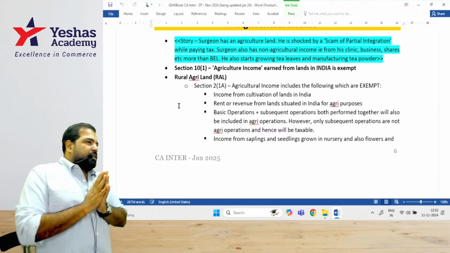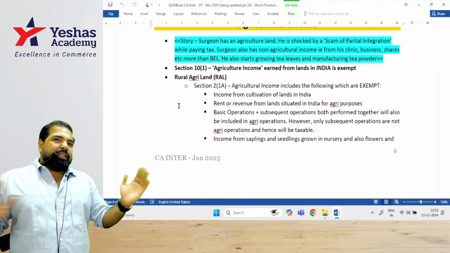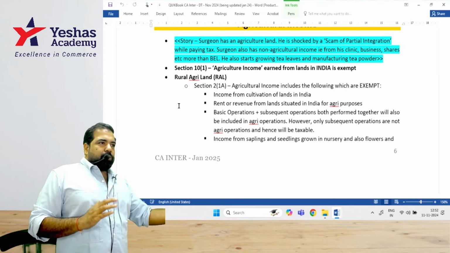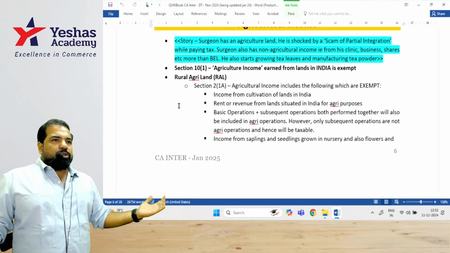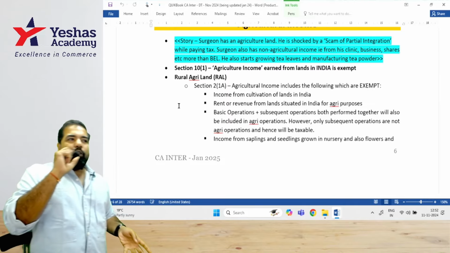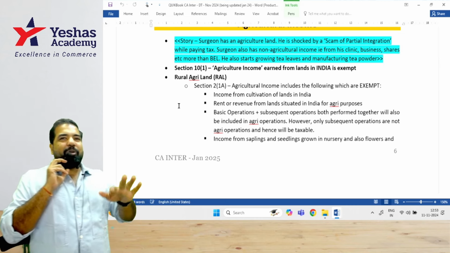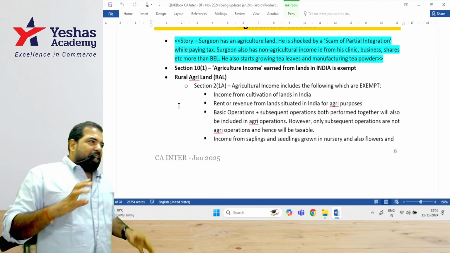Guys, in India, while farmers are not taxed, and you and me as CS, we will be taxed, there is a guy in the middle who's earning both agriculture income and taxable income. The government says, listen, you will be scammed because there is a scam of partial integration. Is it scam or scheme? Scheme. Scheme of partial integration. In this scheme, there are 3 steps.